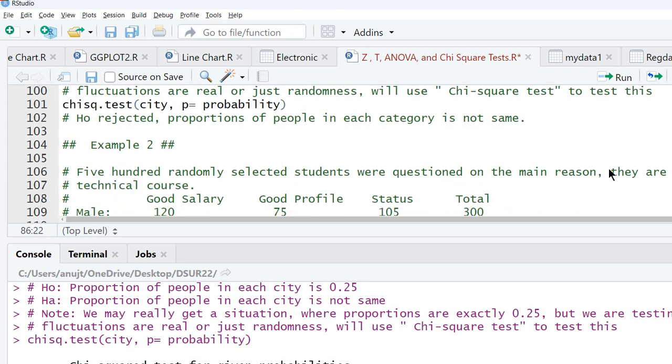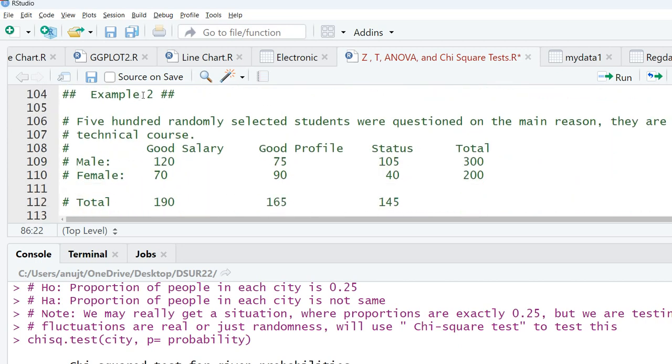We can take another example as well. I've taken 500 randomly selected students, and the question asked to them was why they are doing a technical course. So for male, 120 students are doing a technical course for good salary, 75 people are doing it for good profile, and 105 people are doing it for status. So the total count is 300 for male.